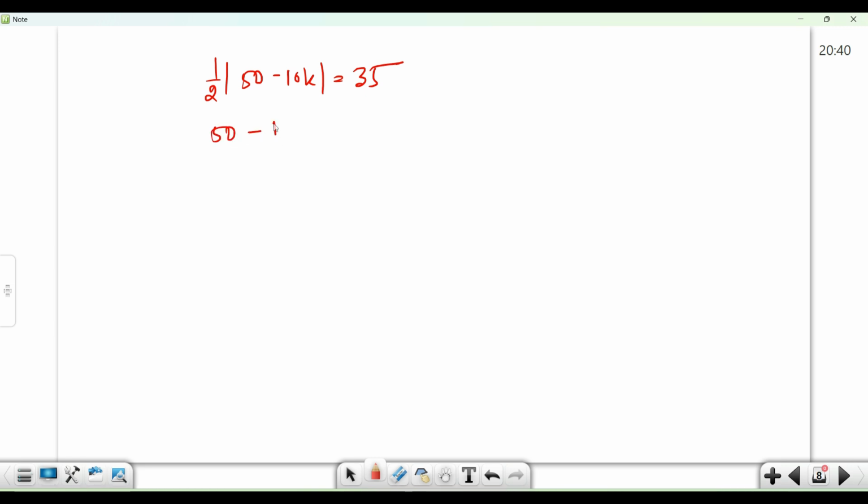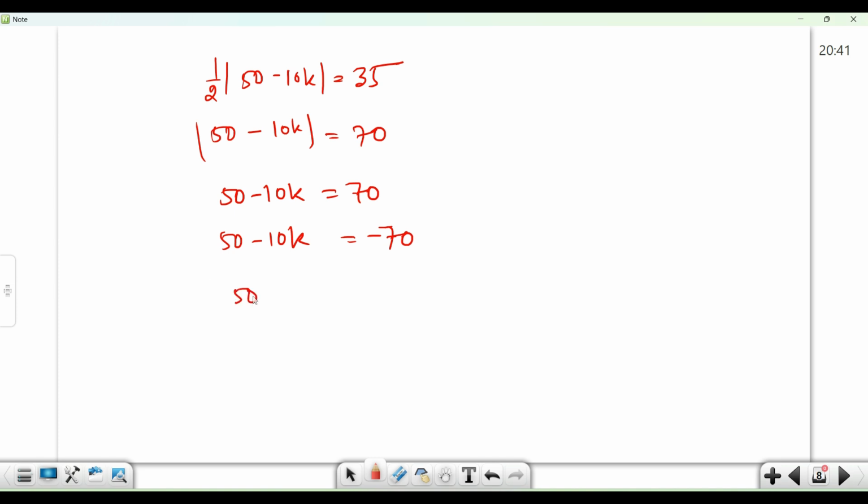So mod of 50 minus 10k is equal to 70. So from this, 50 minus 10k equals 70, and 50 minus 10k equals minus 70. So why have we taken these two values? Because this is mod. That is why we have taken once plus 70 and once again minus 70.